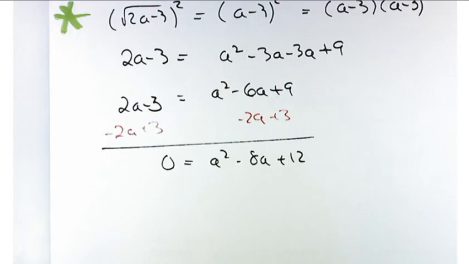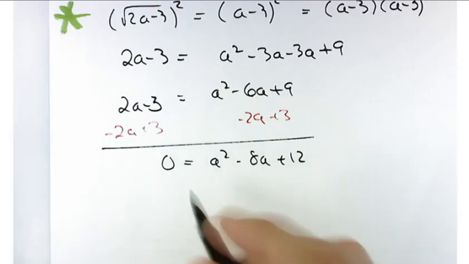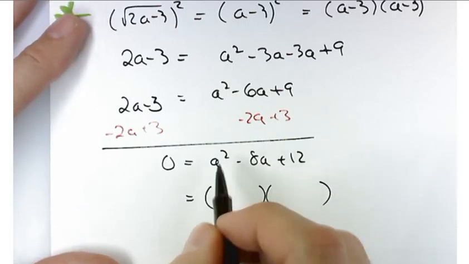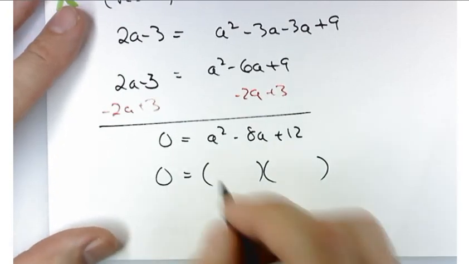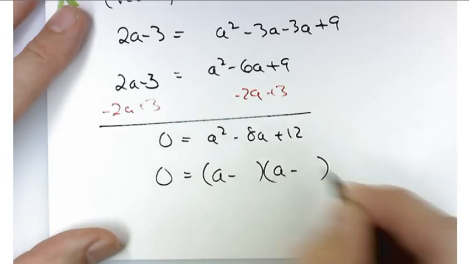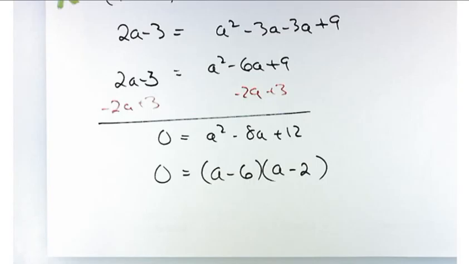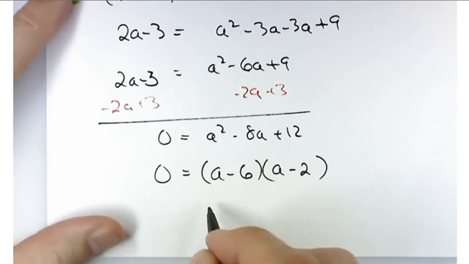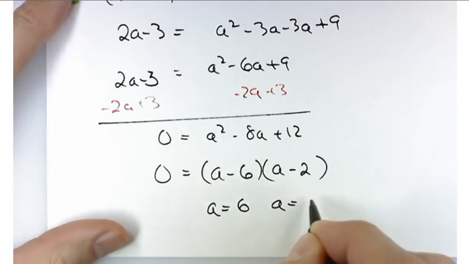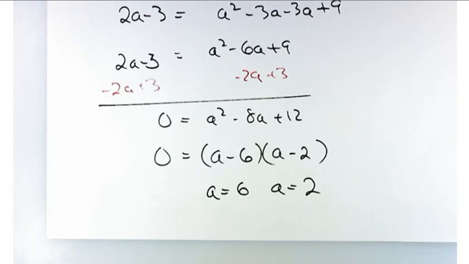Okay. So this feels like the problem that never ends. Now what? Factor that. Good. So Gil, how would that factor? Perfect. Two things that multiply to positive 12 and add to negative 8. So a minus 6, a minus 2. Someone read off the solutions for me here. Norman, what are the 2 solutions I get here? 6 and 2. All done? No. You have to go back and check your answers. Make sure that they both work.